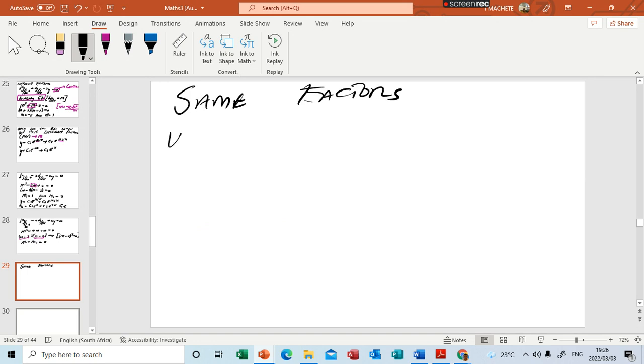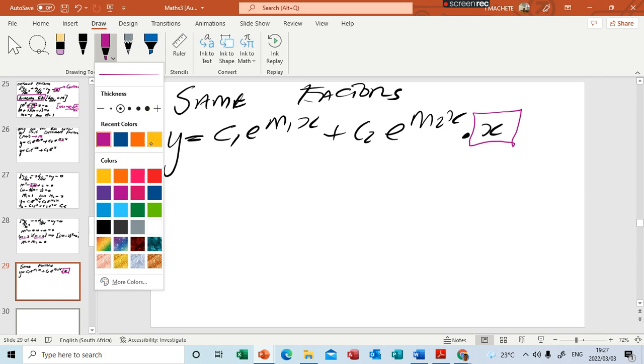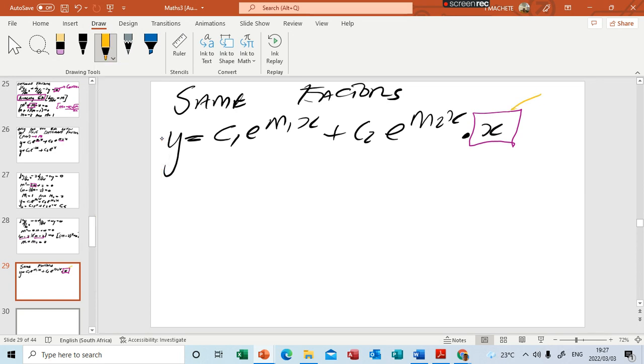For same factors, you use this equation. Your general solution is going to be: C1 e to the m1x plus C2 e to the m2x, and you multiply by x. This x is very important. You multiply the second term by x. You see the difference between the first one and this one: the first one did not have this x.